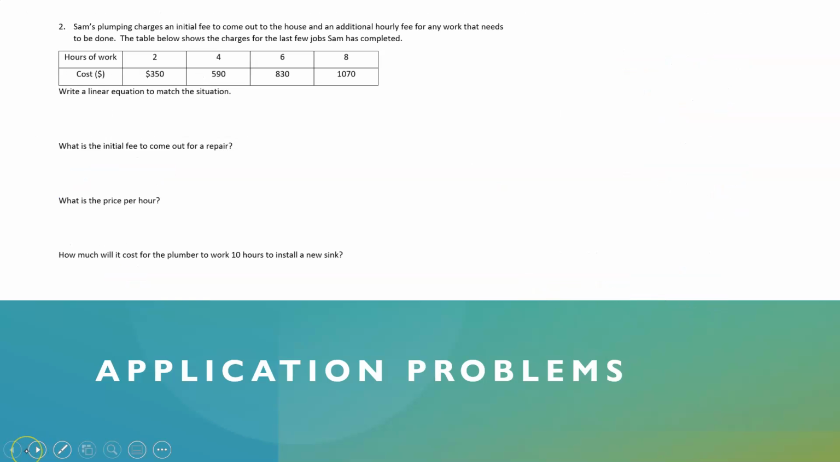All right, let's try another one of those. Sam's Plumbing charges an initial fee to come out to the house and an additional hourly fee for any work that needs to be done. The table below shows the charges for the last few jobs Sam has completed. So again, we're going to take 2 points. You can take any 2 points.